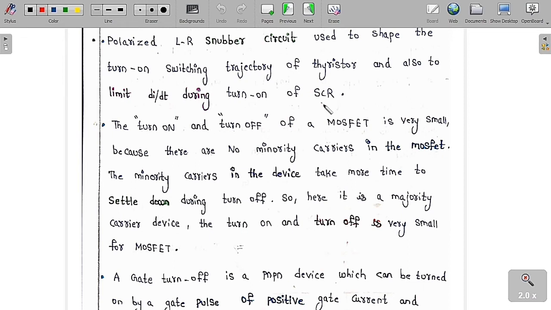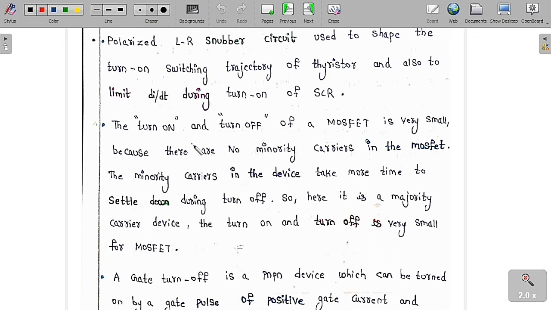Basically, this is a polarized LR snubber circuit. Here it is an LR snubber circuit. The basic function of the polarized LR snubber circuit is to shape the turn-on switching trajectory of the SCR and also to limit the di by dt during turn-on. With the help of this circuit, we can shape the switching trajectory of the thyristor during the turn-on process and also limit the di by dt. So the polarized LR snubber circuit is used in thyristors.